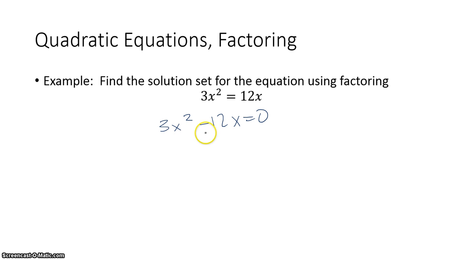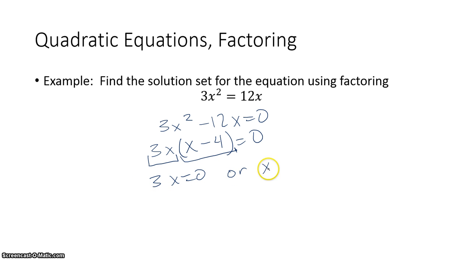So the way I want to factor this is simply the GCF. And I notice that my GCF is going to be 3x. So I'll factor 3x out, leaving me with 3x times x minus 4 equals 0. Now I'm going to apply the zero product principle again to say that either this term or this term equals 0. 3x equals 0 or x minus 4 equals 0, leaving me with x equals 0 or x equals 4.